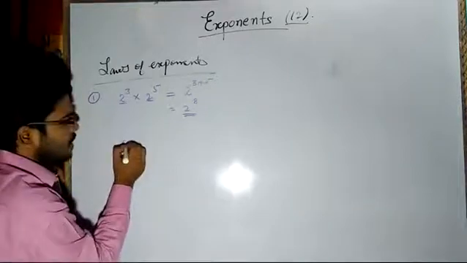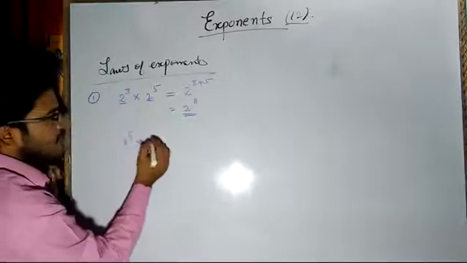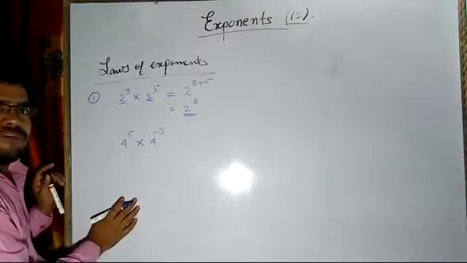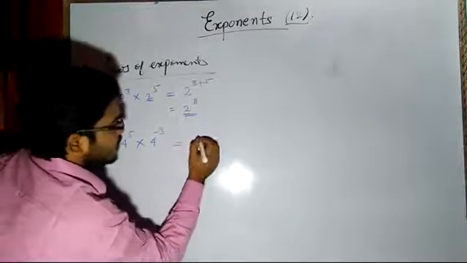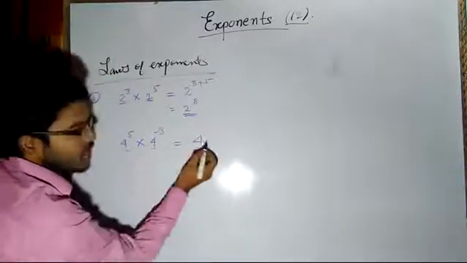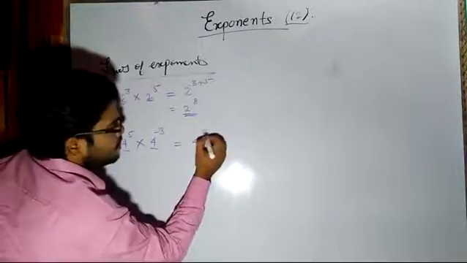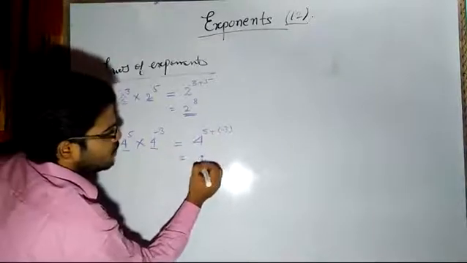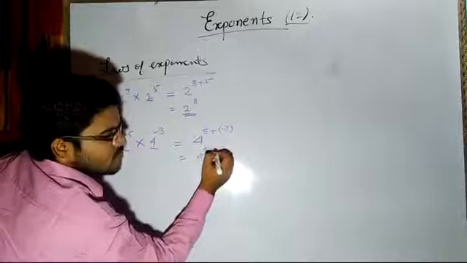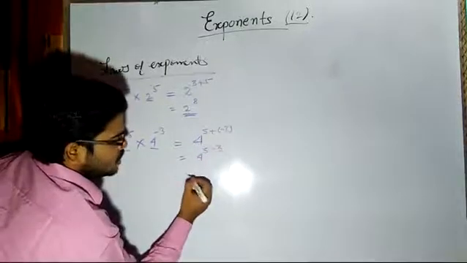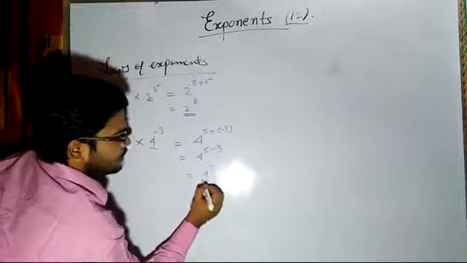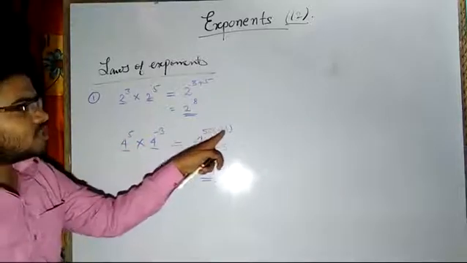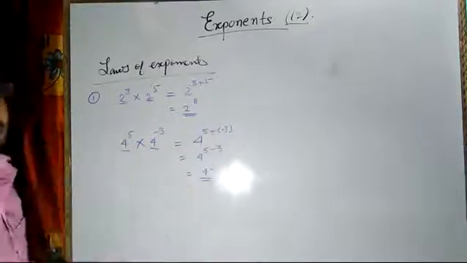Second, if I have a number like 4 raised to power 5 multiplied with 4 raised to power minus 3. Then I can write the same base 4, and the powers 5 plus minus 3, because minus 3 I have to write. Now 5 plus into minus, we all know it will be minus, and then 3. So this will be equal to 4 raised to power 2. Understood? In this way we add the powers; if a subtraction comes, then automatically we will get 4 raised to power 2.